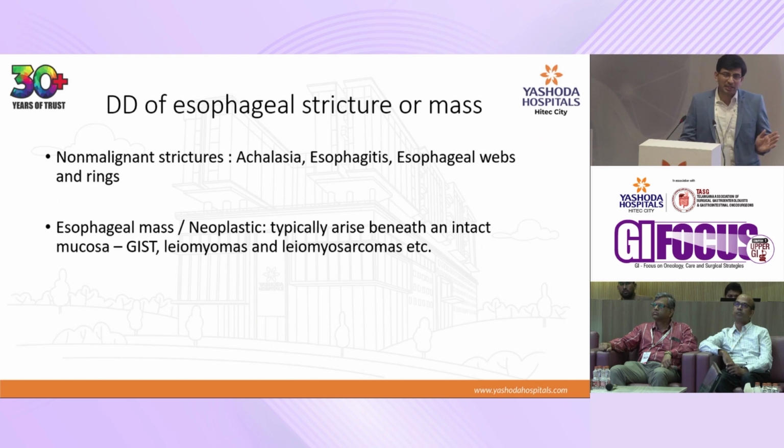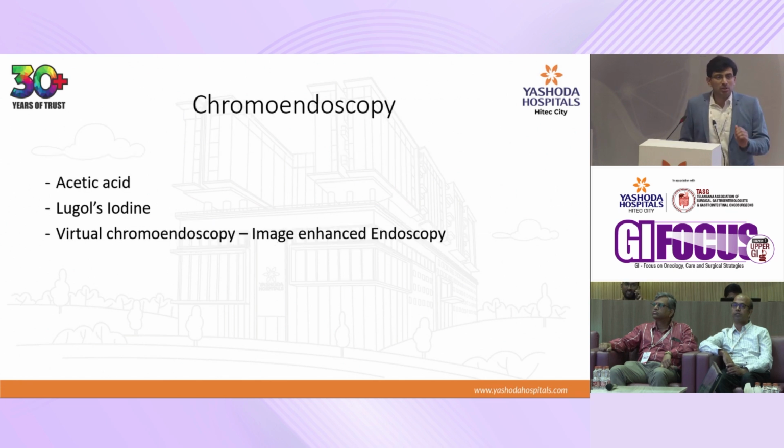So apart from malignancy, we need to have other differential diagnoses in mind while doing an endoscopy. Non-neoplastic conditions include esophagitis, like drug-induced or eosinophilic esophagitis, esophageal rings or webs, or achalasia cardia. If the mucosa is normal but there is a bulge in the esophagus causing dysphagia, we need to think of other differential diagnoses like leiomyoma, GIST, and leiomyosarcomas. So for these lesions which we have shown, the diagnosis is easy.